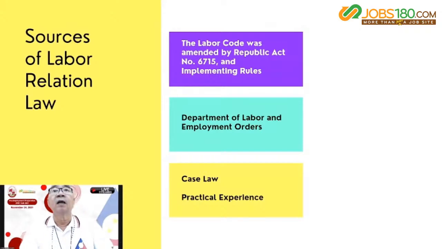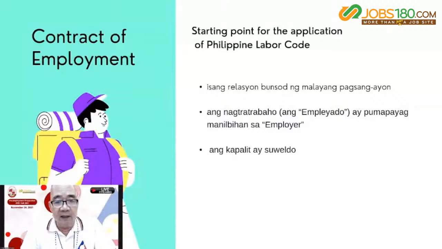Okay, so what are the sources of the labor relation? Number one, the Labor Code as amended by Republic Act number 6715 and its implementing rules. Secondly, the Department of Labor and Employment orders made by our Secretary of Labor. And then the case law which is being filed in the NCMB and LRC, or even in the Senate programs of the DOLE.